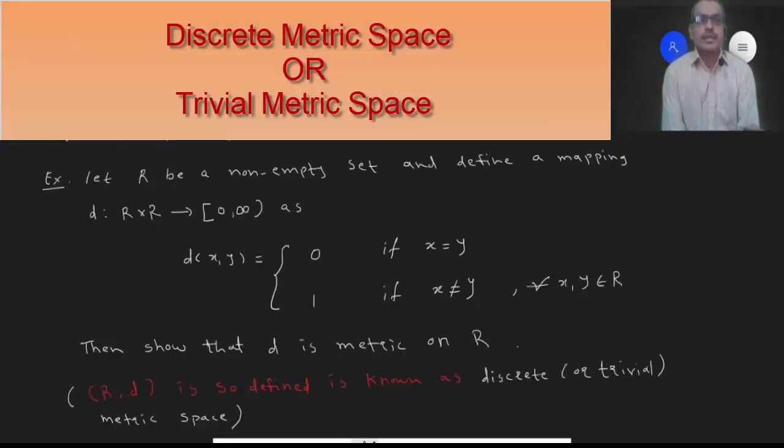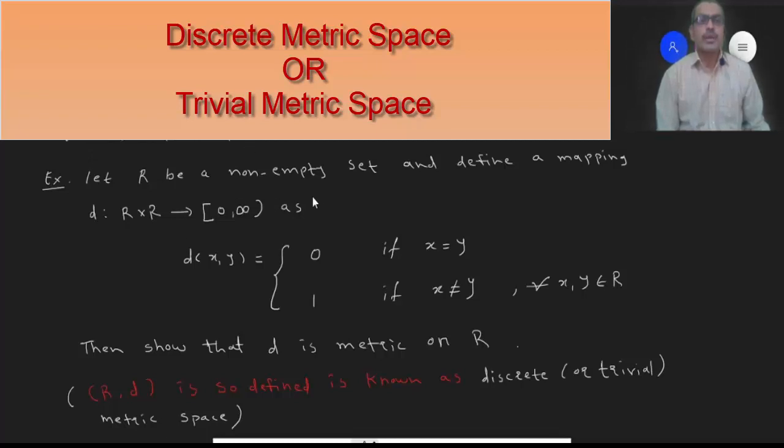Hello friends, in the previous lecture we saw the definition of the metric space and usual metric space. Now today we will discuss the discrete metric space, or we also say the trivial metric space.